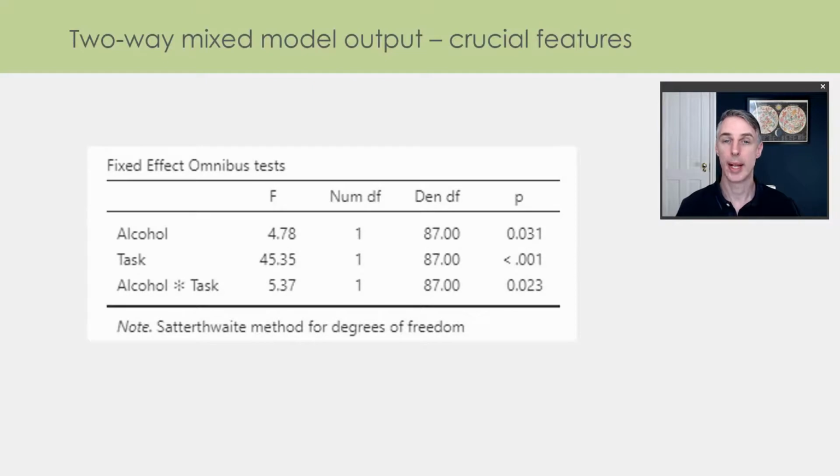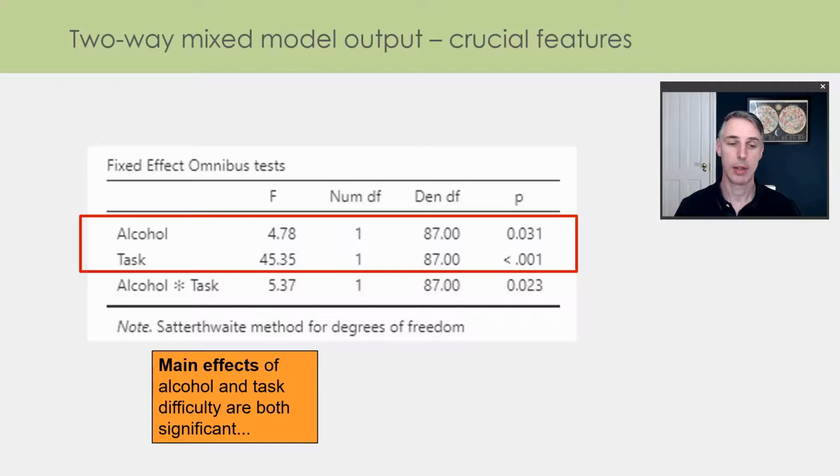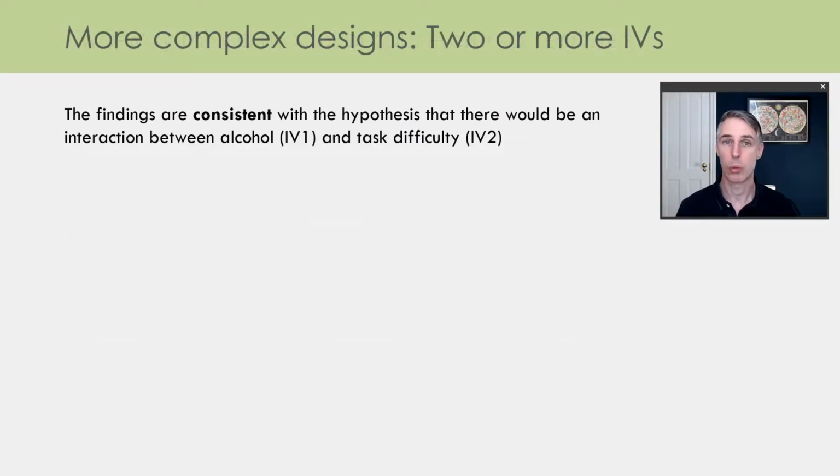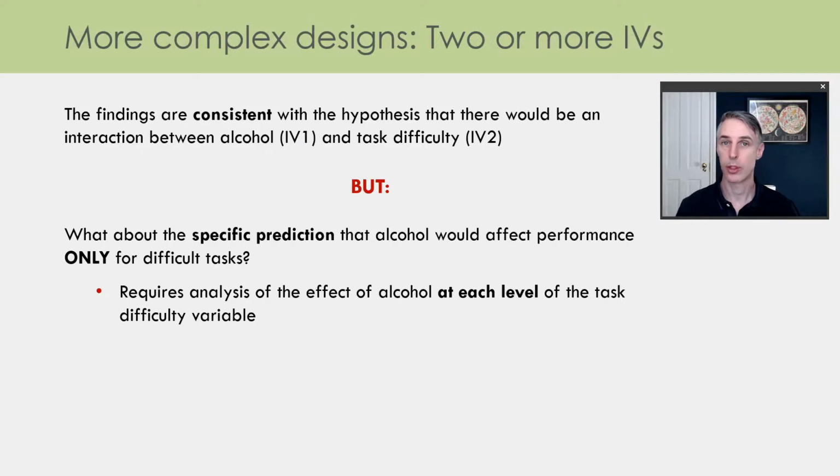So where we left off was looking at a two-way fully repeated measures design and the output, which suggests that there were two main effects, highly significant main effects or significant main effects, and a significant interaction. And we noted that that interaction was at one level consistent with the hypothesis that there would be an interaction between alcohol and task difficulty, but we also noted that the specific prediction that alcohol would affect task performance only for difficult tasks actually requires something a little bit further.